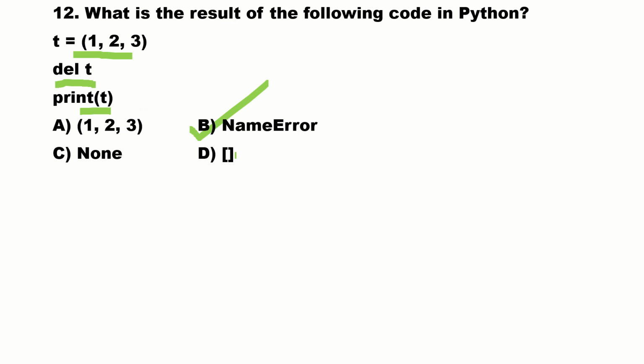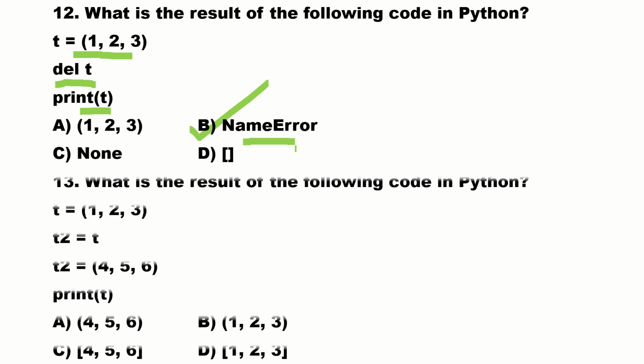So what will be the output? This is the condition: name error. Once it is deleted, it is unavailable for future use. So a name error will occur when you try to print T, that tuple, again.